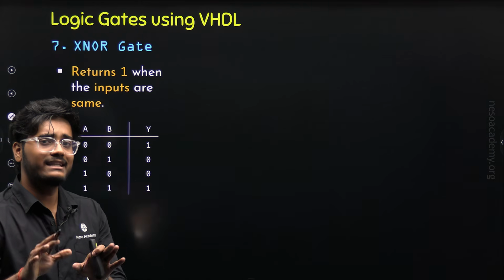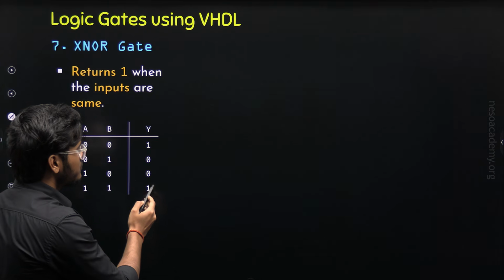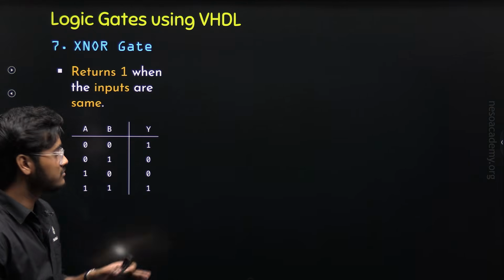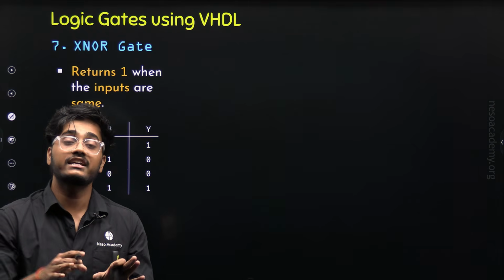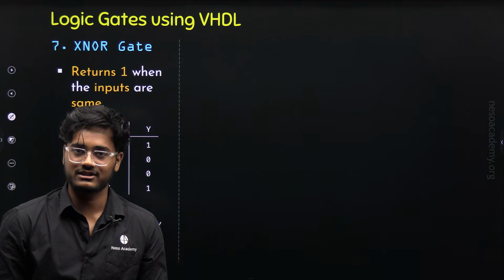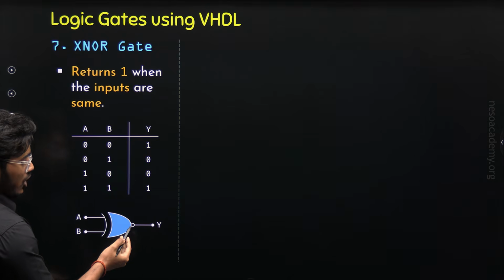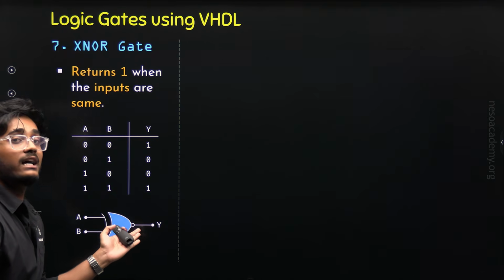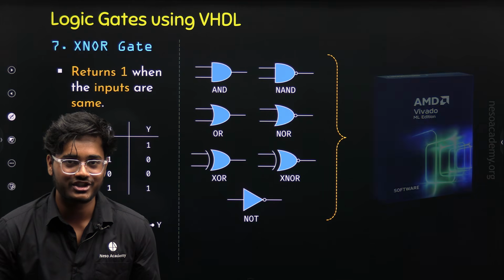Now, in the case of the XOR gate, the outputs were 0, 1, 1, 0. But in the case of XNOR gate, the outputs are 1, 0, 0, 1. So, XNOR gate is the opposite of the XOR gate. Now, let's see the symbol of the XNOR gate. The symbol includes the XOR gate along with the bubble. So, XOR gate with inverted output. So, I hope you understand all 7 logic gates.